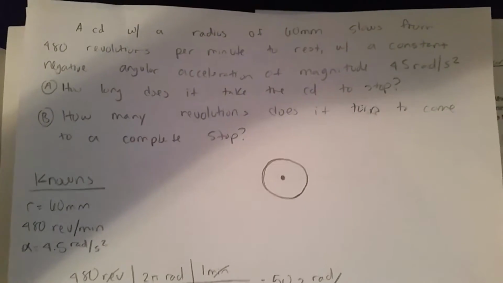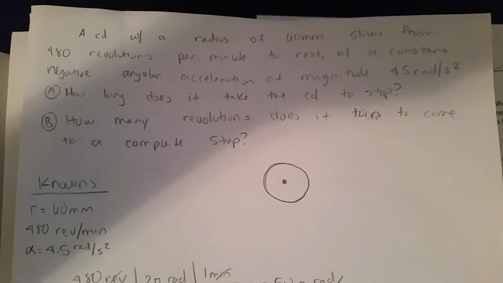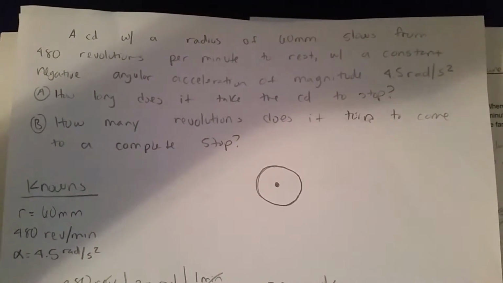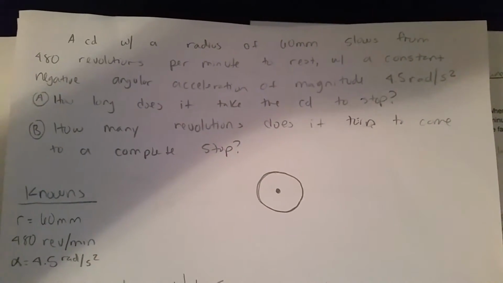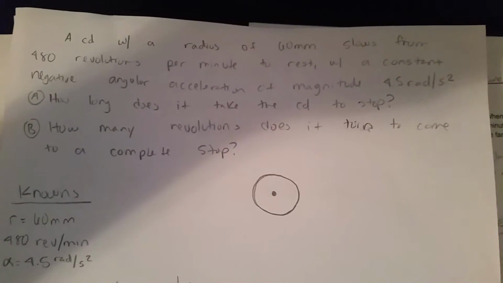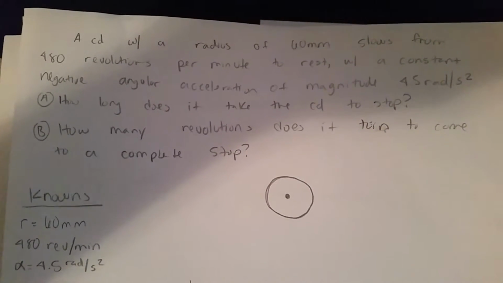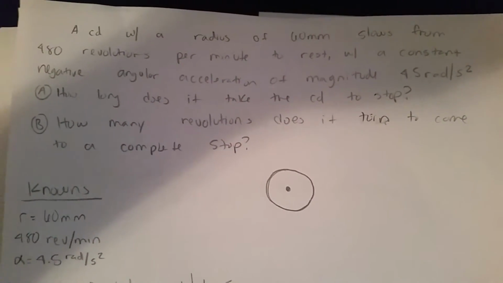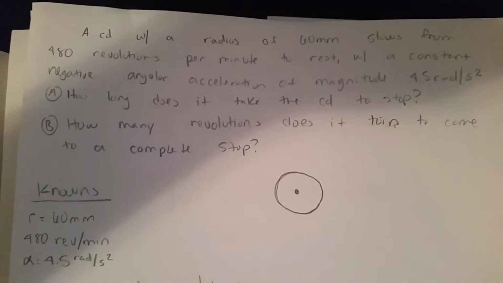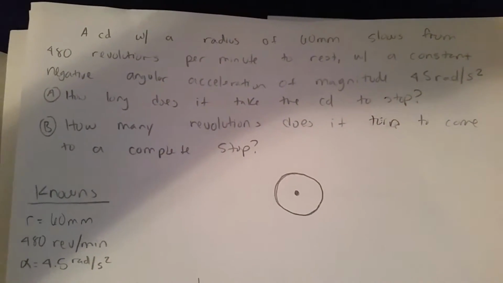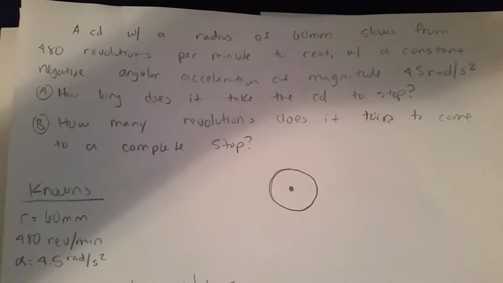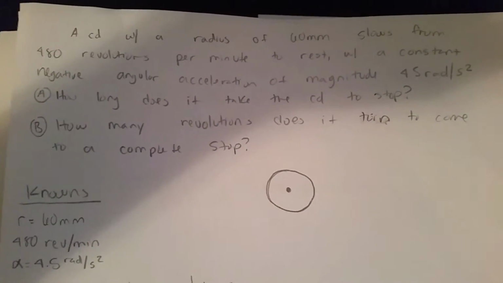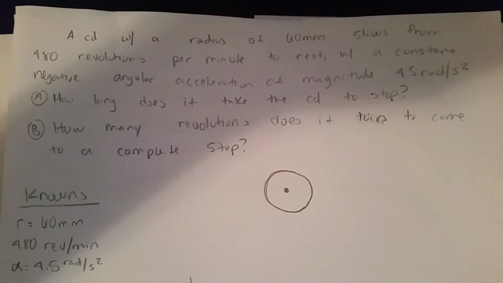So I wrote down my known values. I have R, which is 60 millimeters, and it goes to 480 revolutions per minute, and my alpha is 4.5 radians over second squared. Alright, so the first thing I'm going to do here is convert the 480 revolutions a minute to radians to get my omega.